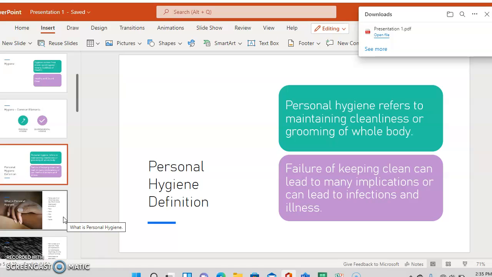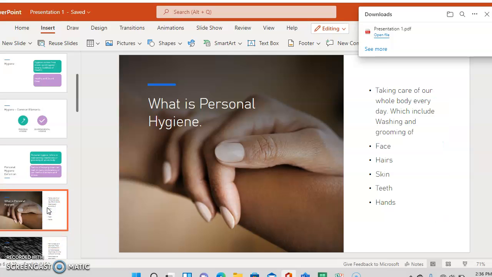Personal hygiene refers to maintaining the cleanliness and grooming of our whole body, by which we maintain our body in good health. Failure to keep our body clean can lead to various infections and illness. So what is personal hygiene? Taking care of our whole body, which includes washing our hands, face, hair, skin, and teeth.